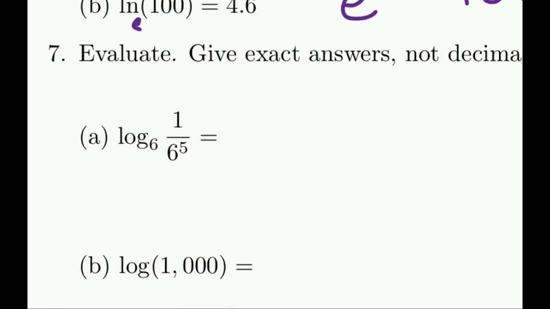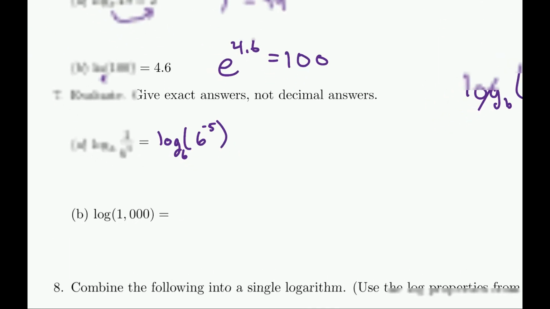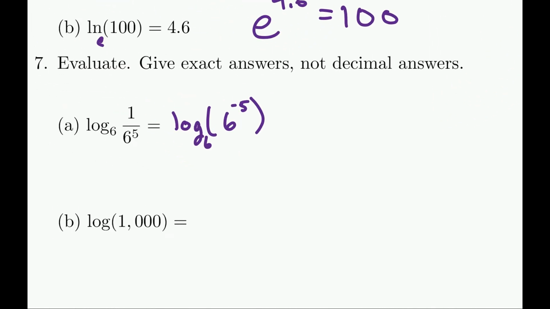So log base 6 of 1 over 6 to the 5, I can rewrite that 1 over 6 to the 5 as 6 to the negative 5, right? That's using that last property that we just looked at. And then once I do that, what I know is that the log base 6 and the exponential base 6 are going to cancel. And my answer will be negative 5.